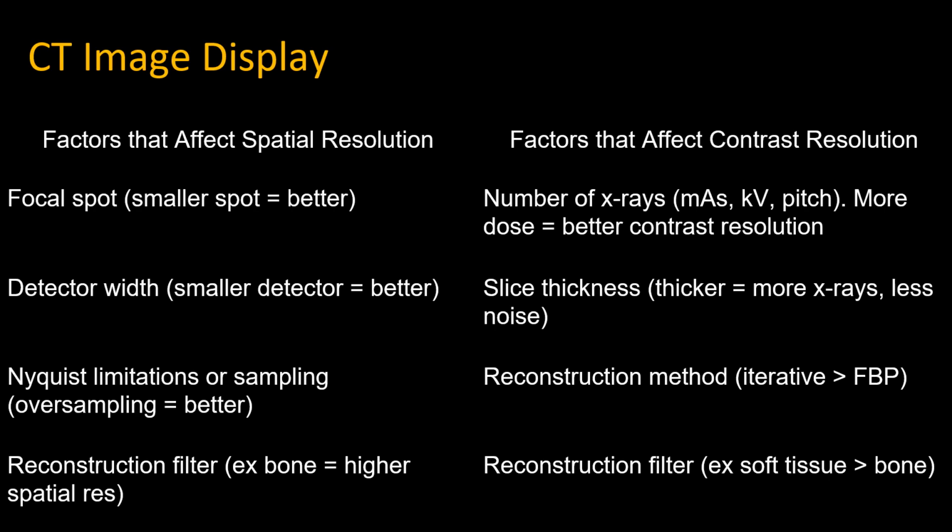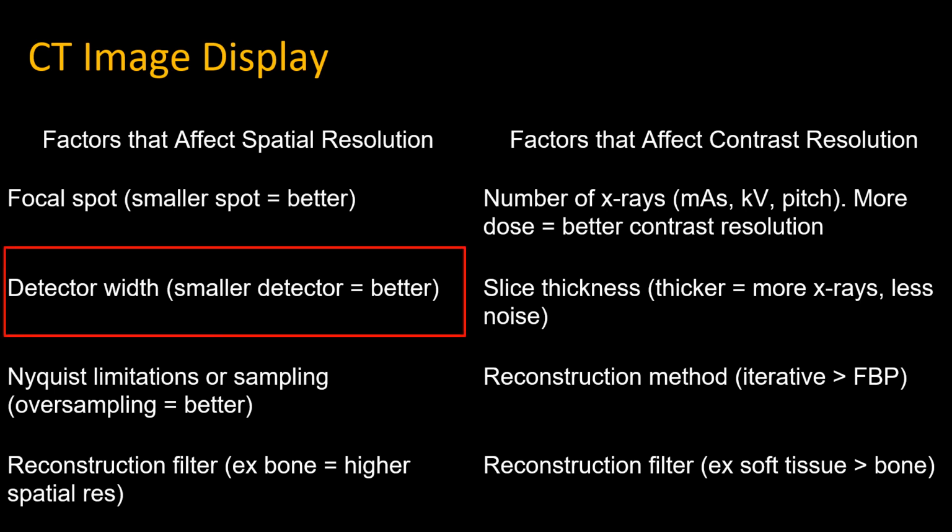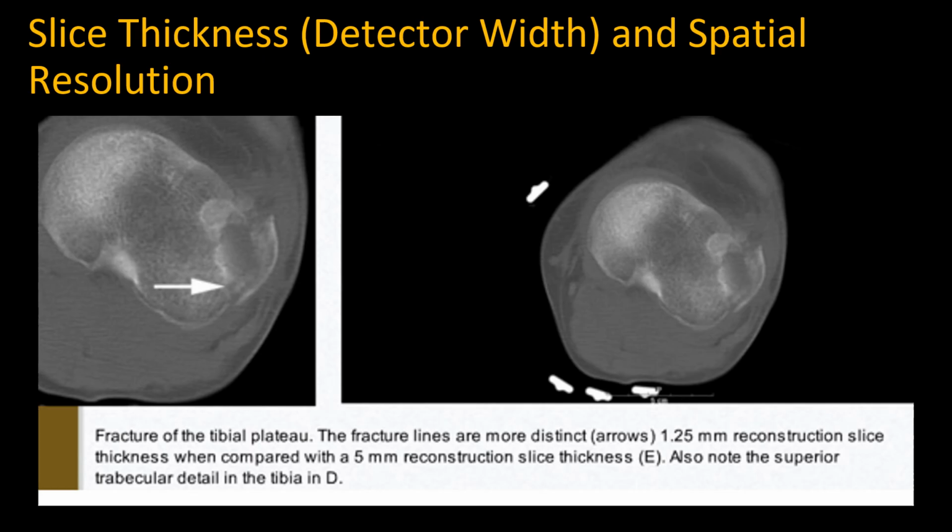This is more high-yield material. We have a list here of factors that affect spatial resolution and factors that affect contrast resolution. And I'll go in more depth for some of these. So first, let's talk about detector width. A smaller detector will improve spatial resolution. And here's a visual example.